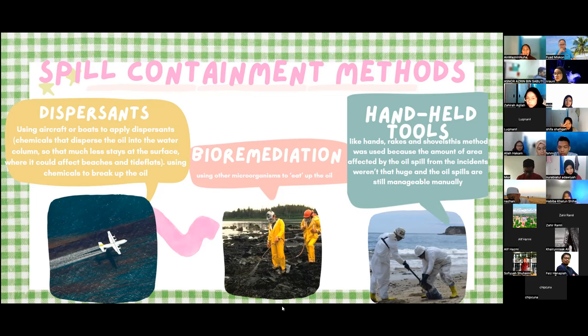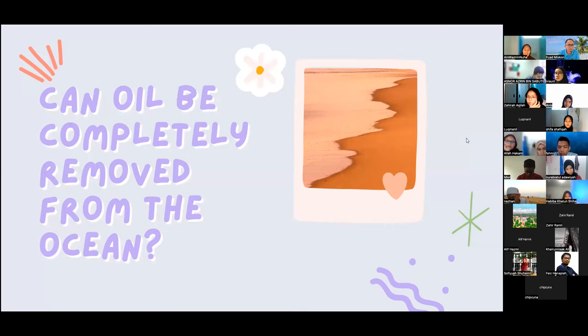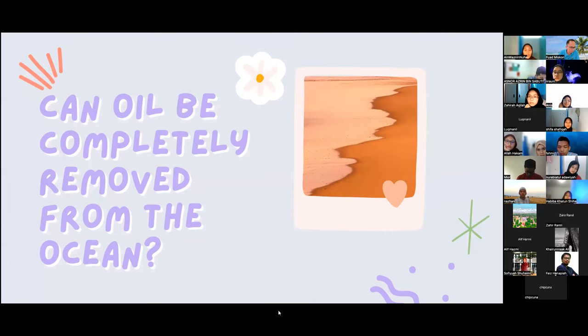manageable manually. So, all right, we know that there are many methods to clean up the oil, but can oil be completely removed from the ocean? The answer is no. We cannot completely remove oil from the ocean, because even when the oil is removed from the surface of the water, it may have already degraded and penetrated into the marine habitat. And when this happens, it can be really difficult to remove the oil. But still, prevention is better than cure.